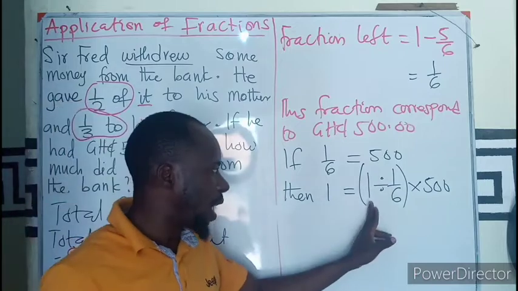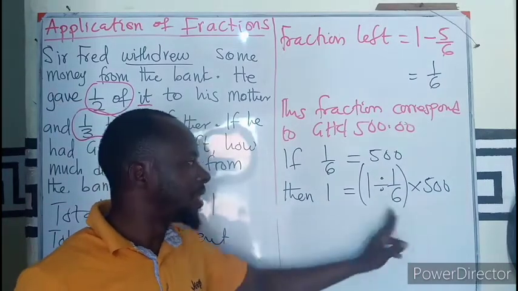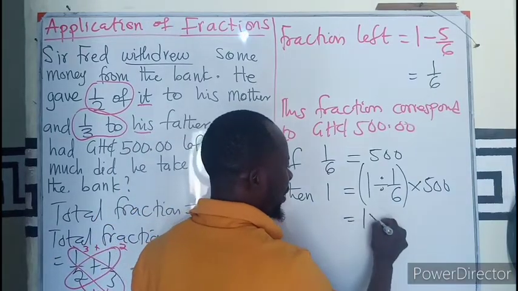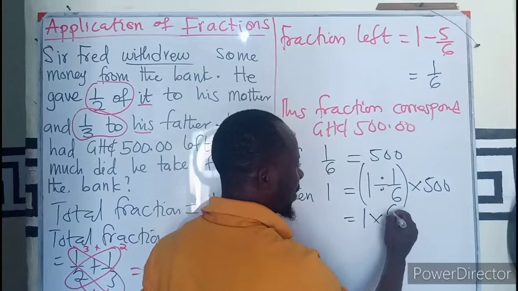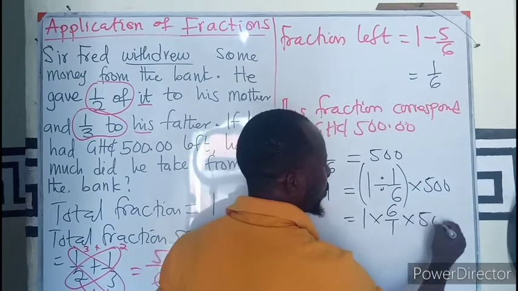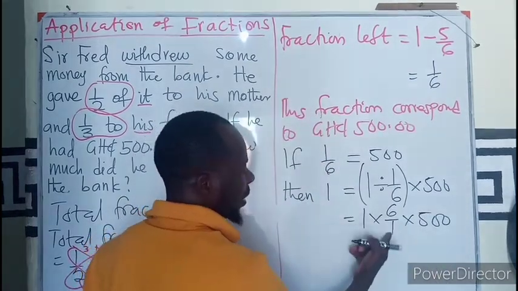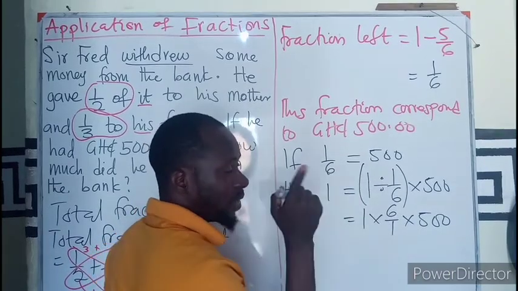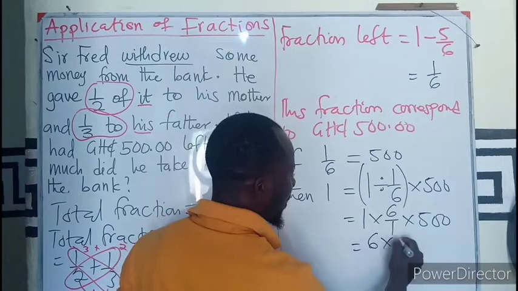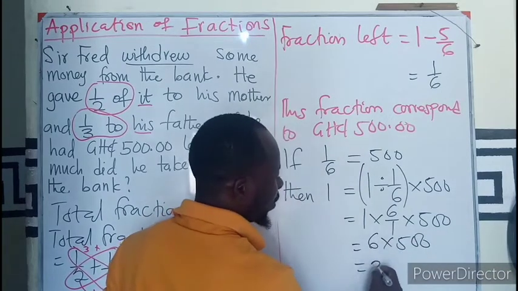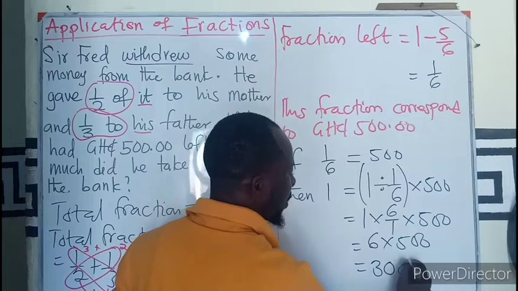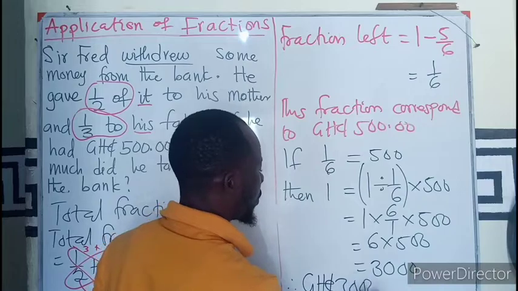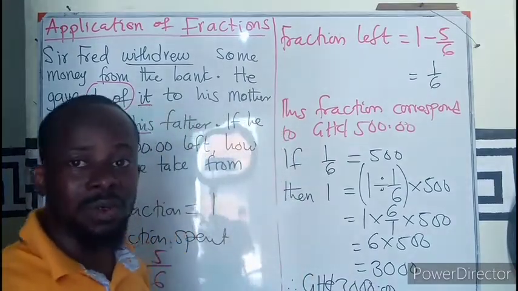So we can have 1/1/6 times this, or better still, do this. This is going to be 1 times flipping the fraction to give us 6/1 times what? 500. 1 times 6 will still be 6, divided by 1 will still be 6. So this is going to be 6 times 500, and that will be 3,000. So our amount is going to be 3,000 as we had from the beginning.